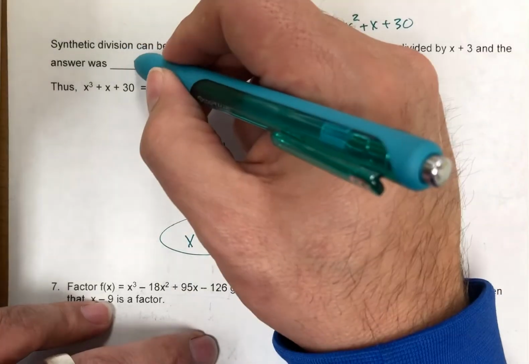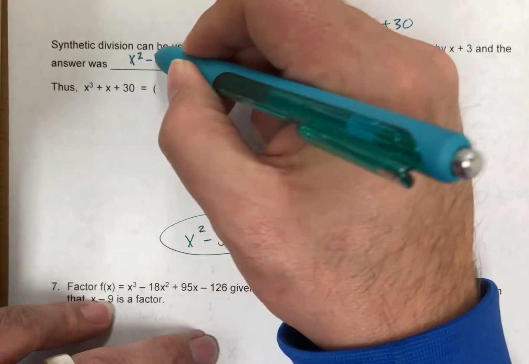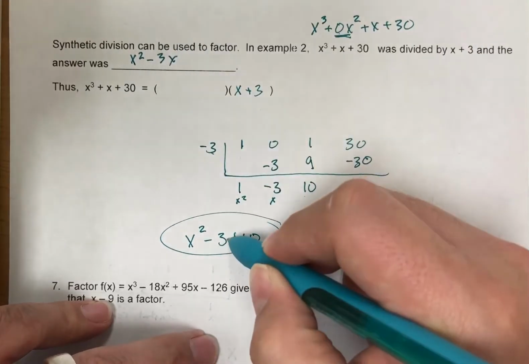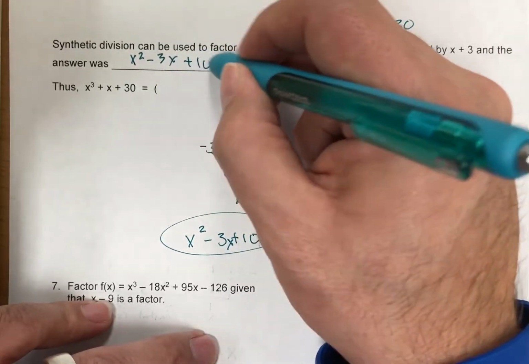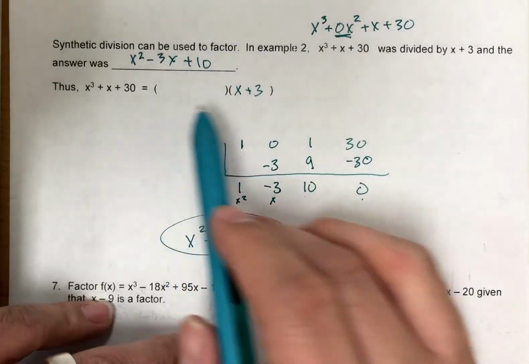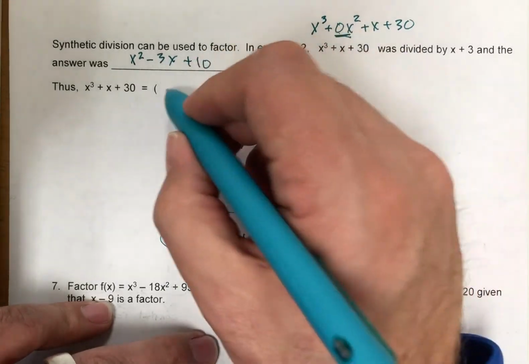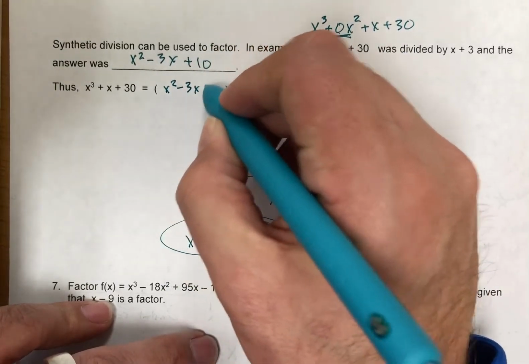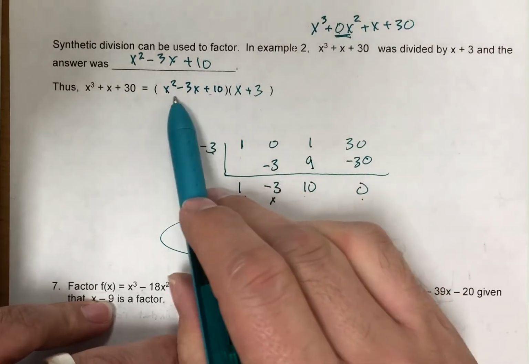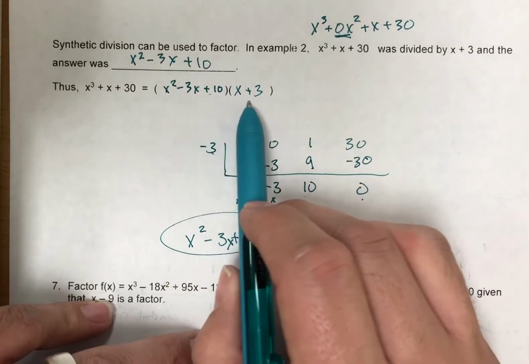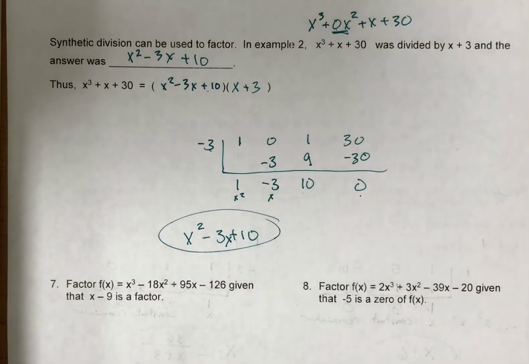So you can write it up here as well. x squared minus 3x plus 10. And if we wanted to show the factoring part of this, then that's what it would look like factored. What we got is our answer times what we divided by.